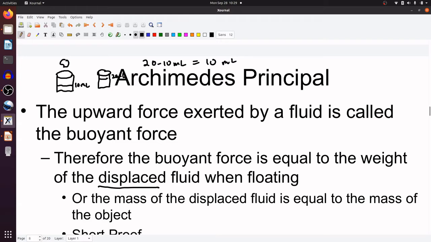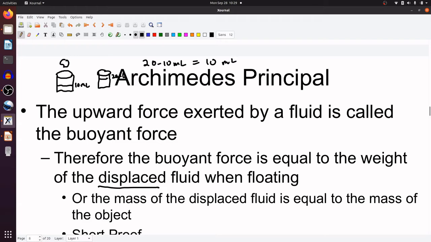And basically, Archimedes was able to find that you could find the weight of objects by using the displaced fluid, because he discovered that the weight of the object was equal to the weight of the displaced fluid. Another way of looking at it is the mass of the displaced fluid is equal to the mass of the object, assuming the gravitational constant is the same.